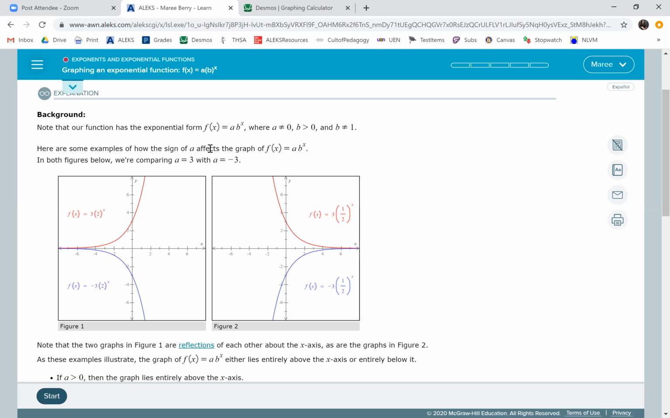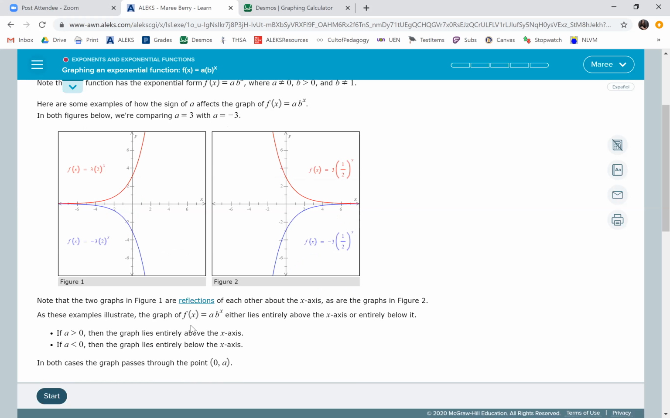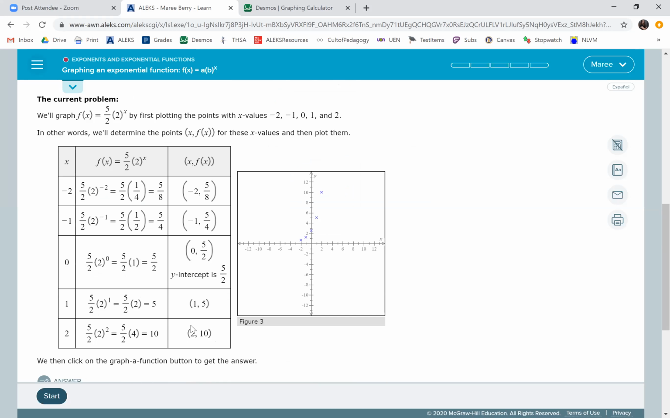If the B, what you're raising to the power, is a number greater than 1, it's going to be increasing. So it's going to be exponential growth. And if you have a fraction here, it's going to be exponential decay. So we just need to do 5 points and then connect the dots.